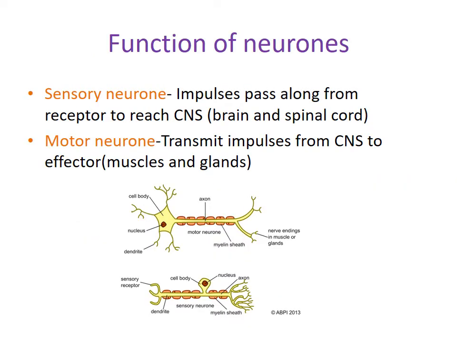When we think about the function of those neurons, sensory neurons pass along the impulses from receptor to the central nervous system, or we call it the CNS. Motor neurons transmit impulses from the central nervous system to the effector, which means muscles and glands.